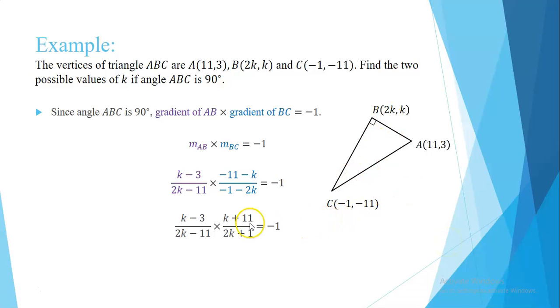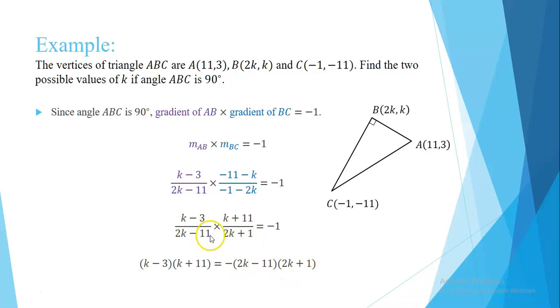But the next thing now is to get rid of these denominators. If you're dividing by 2k minus 11 and by 2k plus 1, to get rid of these denominators we have to multiply this side by 2k minus 11 and 2k plus 1. But what you do to one side, you have to do to the other. So we're going to have (k minus 3) times (k plus 11) is equal to -1 multiplied by (2k minus 11) and (2k plus 1).